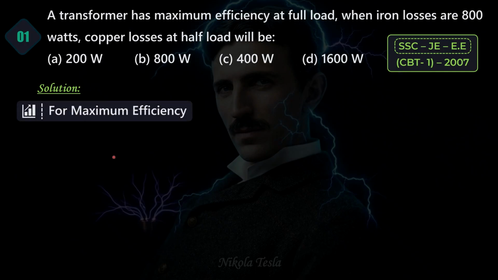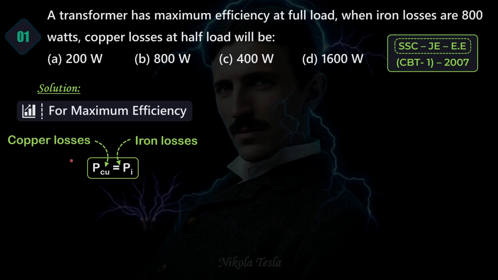Now, as per the condition for maximum efficiency, a transformer reaches its maximum efficiency when the variable loss, that is copper losses, are exactly equal to iron loss. The iron loss is 800 watt given in the question itself, therefore copper loss is also equal to 800 watt.